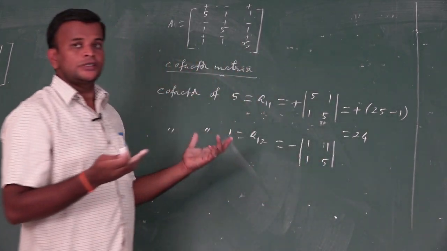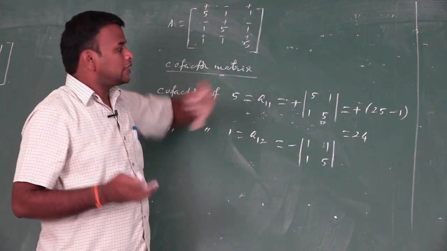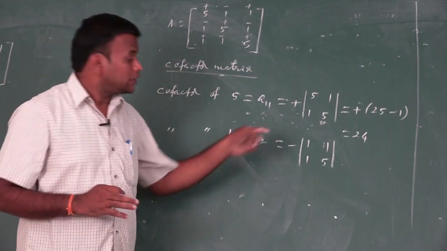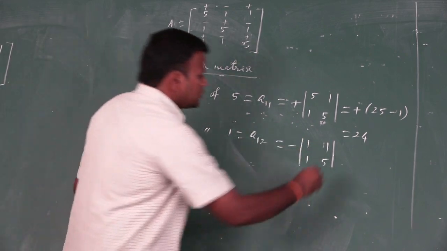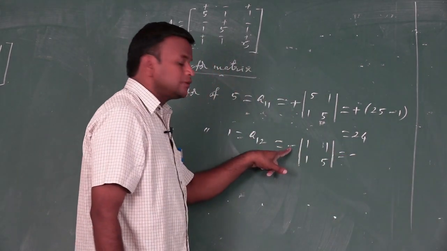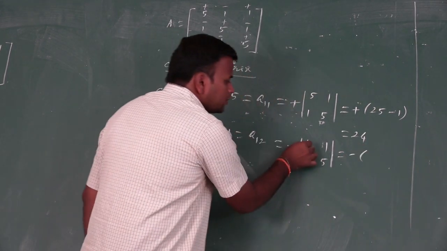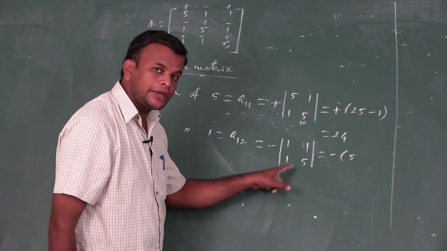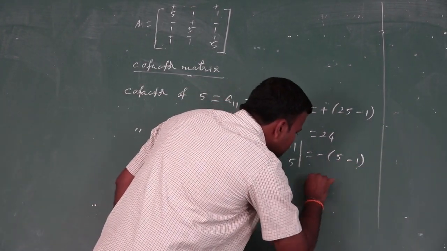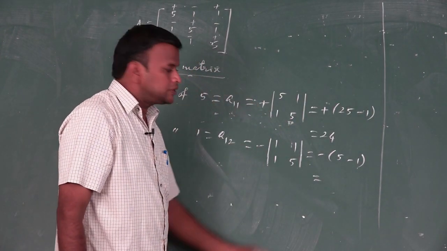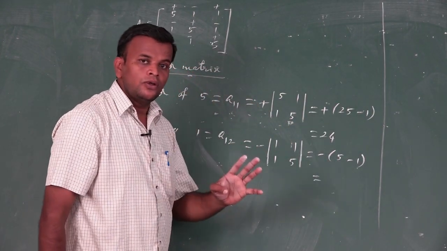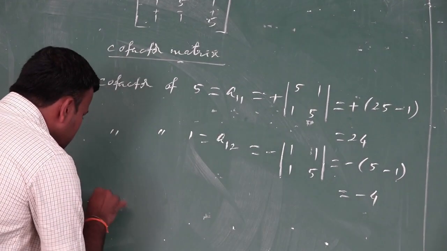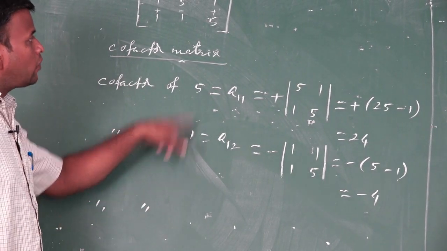So you don't get confused, this plus, minus, plus lies only outside of the determinant. Don't bring it into the determinant. Outside sign is minus. Inside, 1 times 5 is 5. Then we multiply these two elements with a minus sign, so minus 1. What is the final value? Inside value is 5 minus 1, which is 4. But the outside sign is minus. So minus 4.